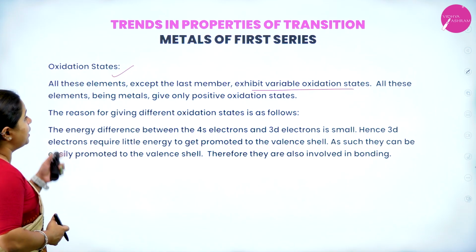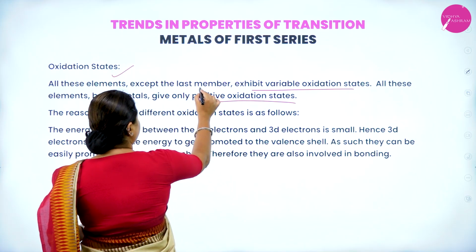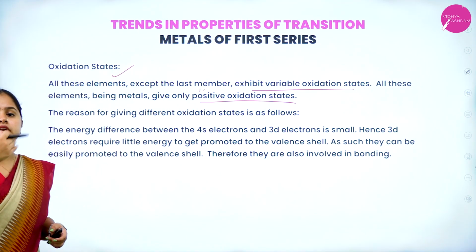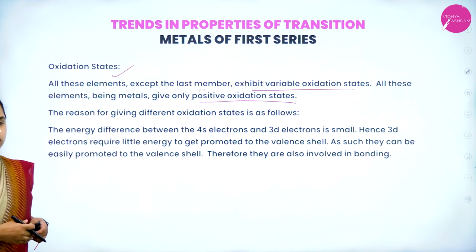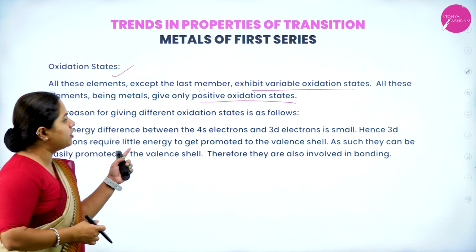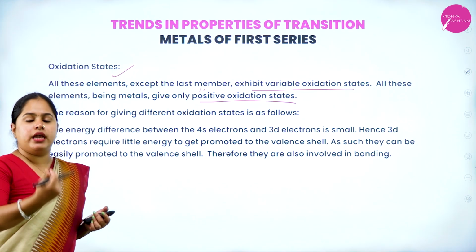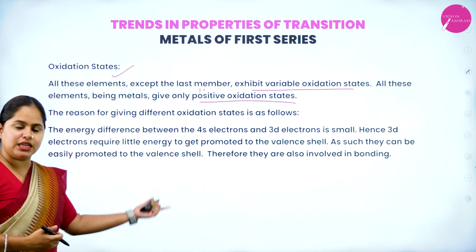All these elements being metals give only positive oxidation state. That is another point to remember. They only show positive oxidation states because they are ready to lose their electrons. They are metals, so they will show positive oxidation state. The reason for giving different oxidation states is as follows. Now the question can arise, why do d block elements generally exhibit a lot of oxidation states? So the answer is here.